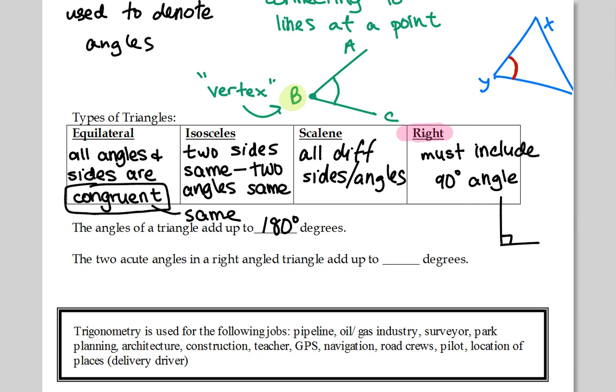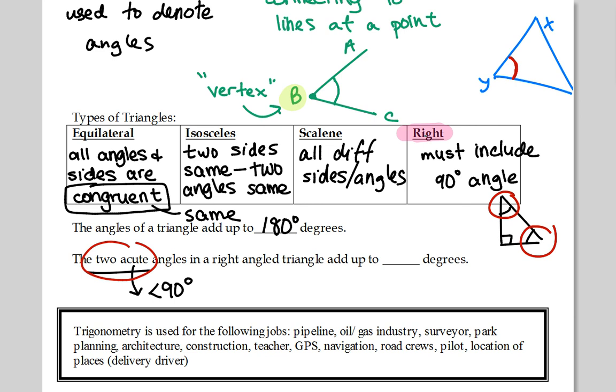So this last bullet, the two acute angles. What does acute mean? Smaller than 90 degrees. Good. If I make a right angle triangle, when I'm talking about the other two, these two, I'm talking about this one and this one. The ones that are not the right angle.